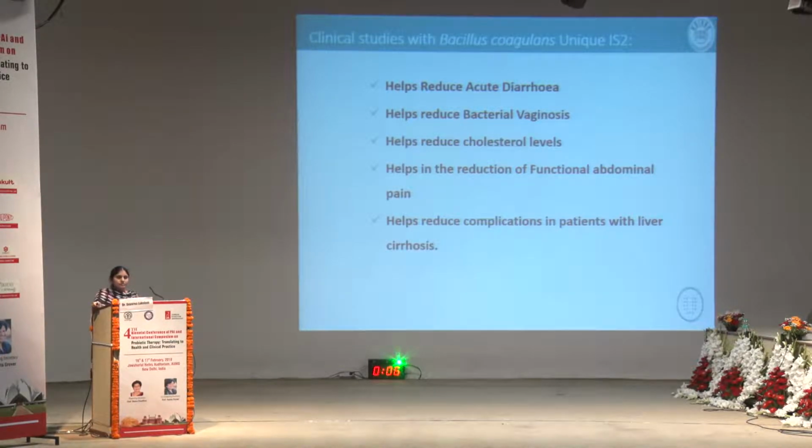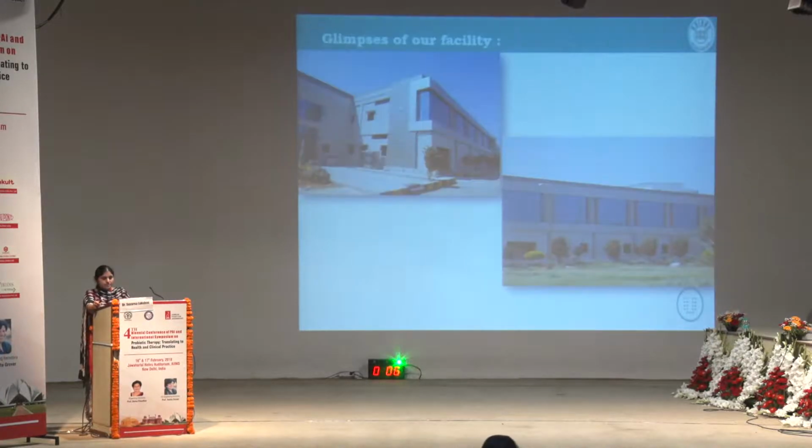And next we want to do is the in vivo work, and we want to find out whether the effect is useful in an animal model or not. So we are going to do that study soon. And these are the clinical studies we've done on Bacillus coagulans Unique IS2: acute diarrhea, vaginosis, lower cholesterol, functional abdominal pain and liver cirrhosis. These are the glimpses of our factory pictures.